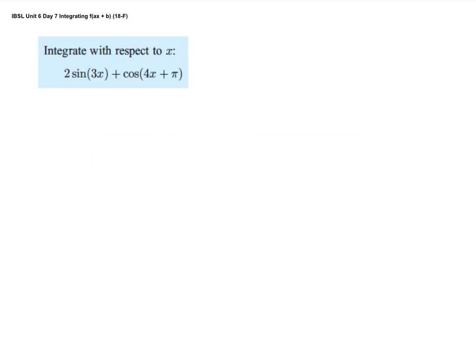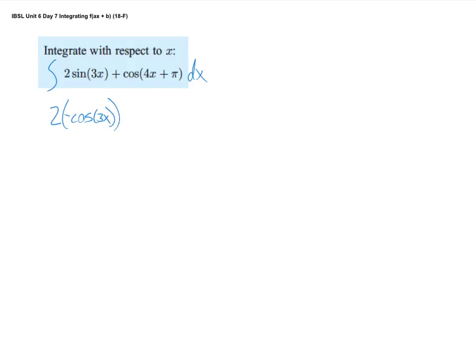Alright, so let's look at this one here with some trig functions. We've got 2 sine of 3x plus cosine of 4x plus pi. We're going to integrate this with respect to x. So we've got 2 times the integral of sine of 3x. So what's the integral of sine? Good, negative cosine. And it's going to be negative cosine of what? Of 3x.